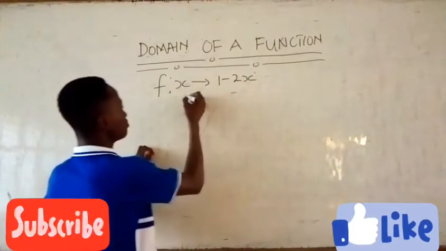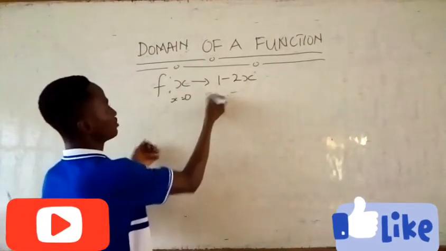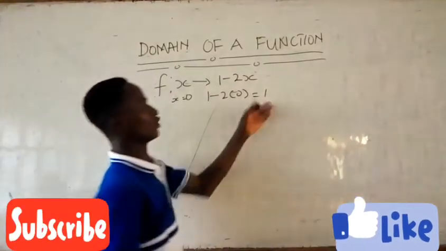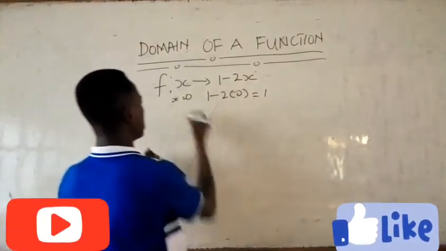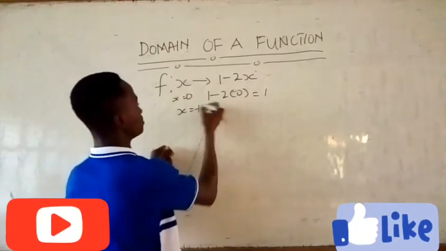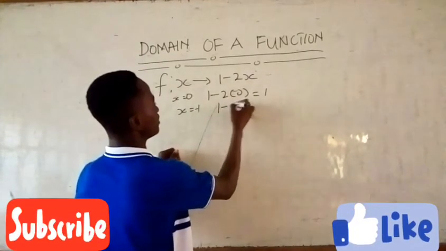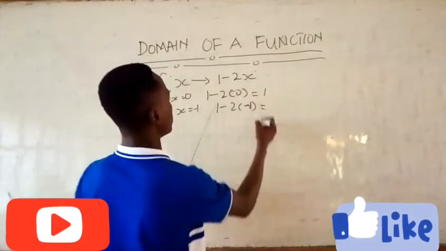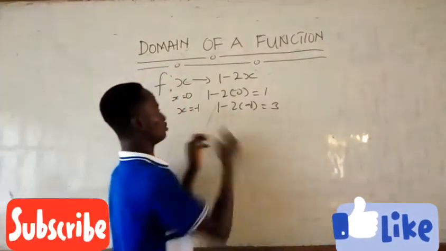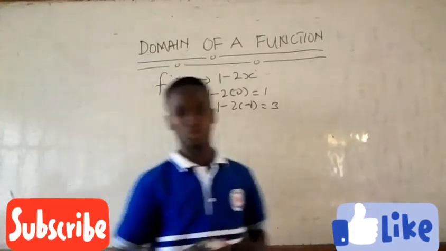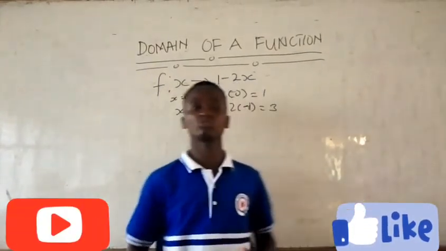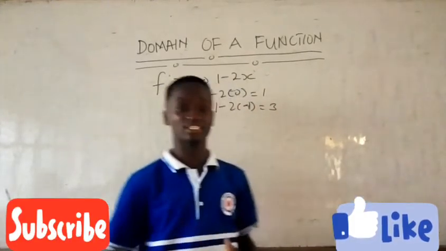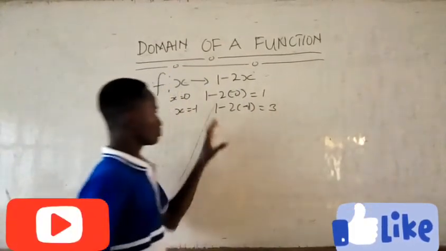For example, if I put in x equal to 0, I get 1. 1 is a real number and it is defined. When I take x equal to minus 1, I get 1 minus 2, where I'll get 3. If you try substituting any real number that you know, whether negative or positive, you'll get a number which is still defined. Yes, so that is for this question.